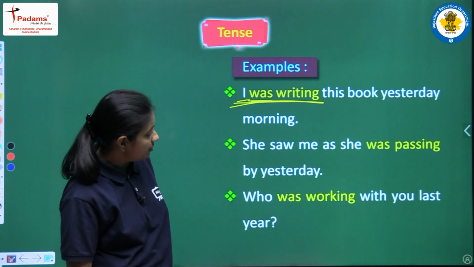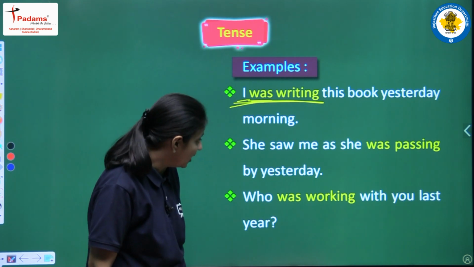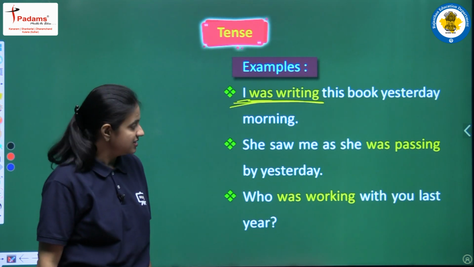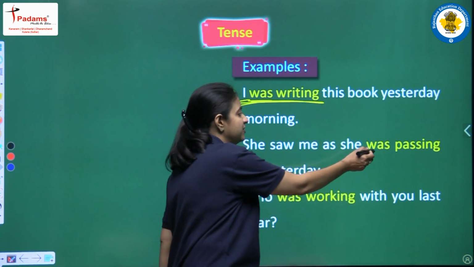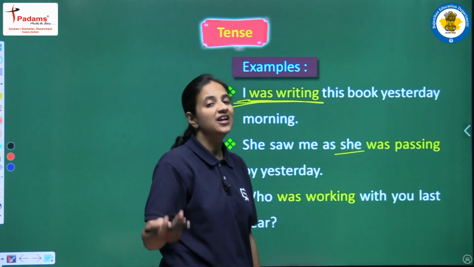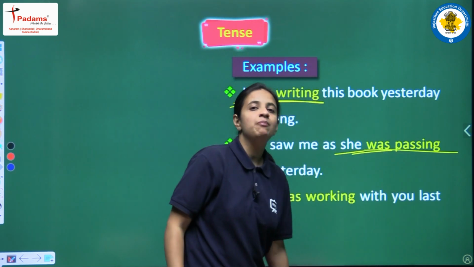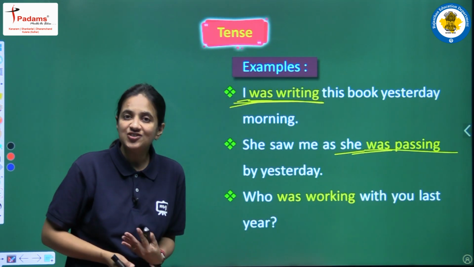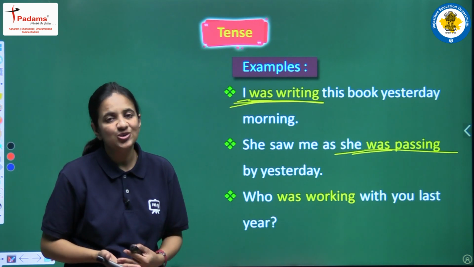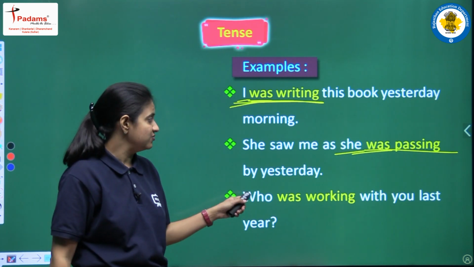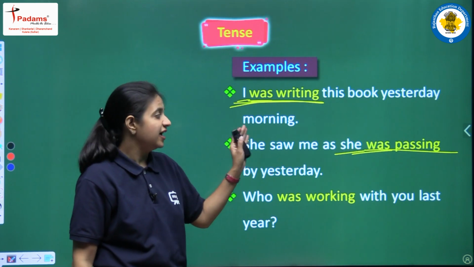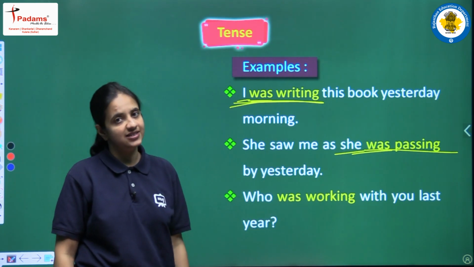She saw me as she was passing by yesterday. So again it's a past continuous tense and we are having she, a singular subject. So for she we are using was and first form plus ing. Pass is the verb, pass is the first form and we are adding ing, so it will be passing and the sentence will be she saw me as she was passing by yesterday.